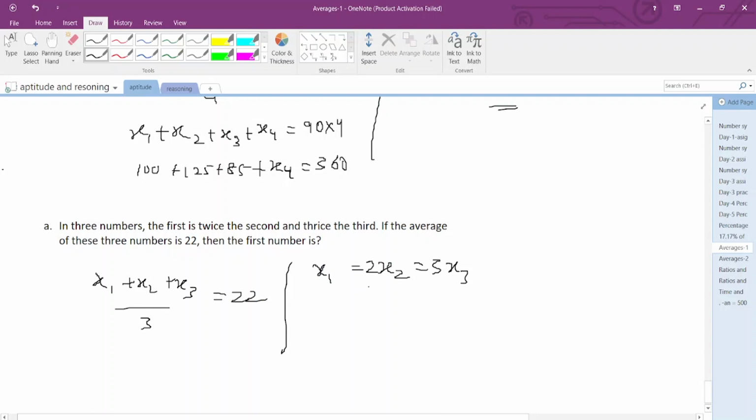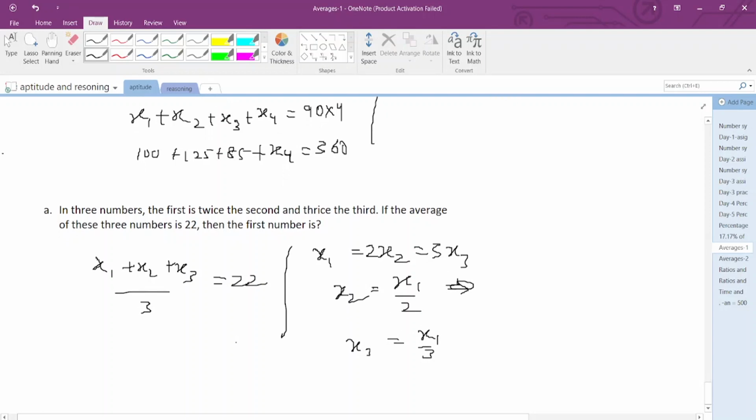సో విచ్ మీన్స్ like you can substitute, right? అప్పుడు మనకి x2 కావాలంటే ఏం చేయాలి, ఇన్ టర్మ్స్ ఆఫ్ x1 లో కన్వర్ట్ చేసుకోండి, ఎందుకంటే మనకి ఫస్ట్ అడిగాడు కాబట్టి. సో x2 ఈజ్ ఈక్వల్ టు x1 బై 2, అలాగే x3 ఈజ్ ఈక్వల్ టు x1 బై 3, రైట్? సో జస్ట్ సబ్స్టిట్యూట్ ఇన్ ది గివెన్ ఫార్ములా. సో x1 ప్లస్ x1 బై 2 ప్లస్ x1 బై 3, which is equal to 22 total by 3.